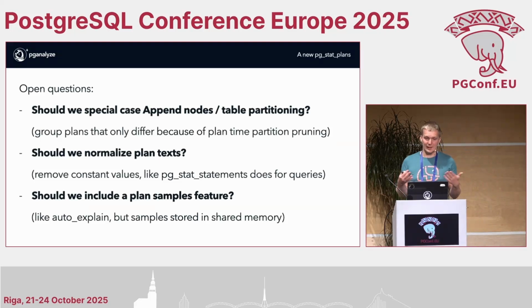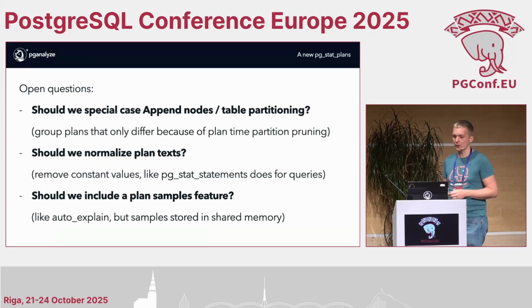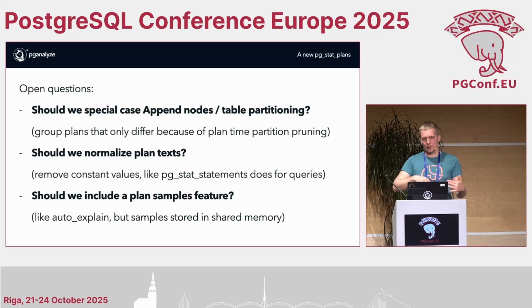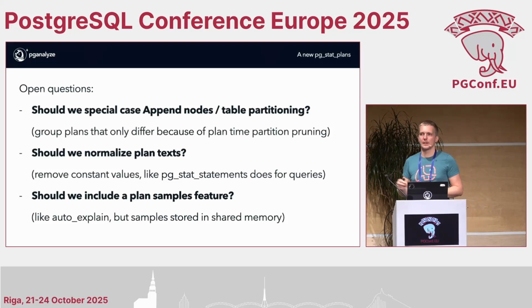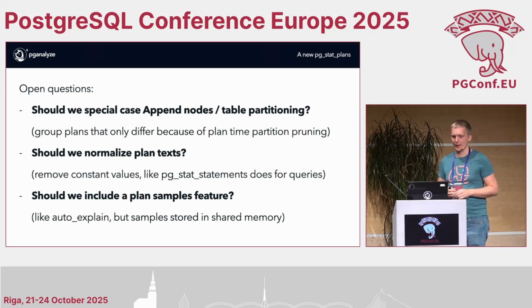Should we normalize plan text, right? So if a plan text has an index condition and it has a specific filter value, we ignore it in the plan ID calculation, but we don't currently normalize it like pg_stat_statements. Like if you say column equals some value, pg_stat_statements actually replaces it with a $1, $2. Question, should we do the same in a plan text? Should we teach EXPLAIN to do that for us?